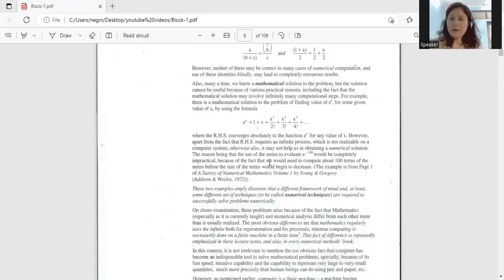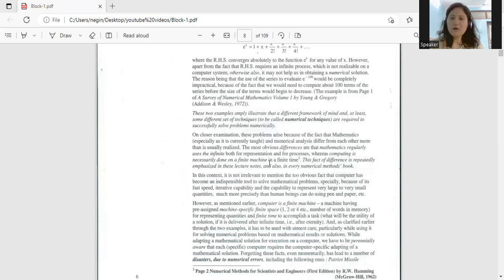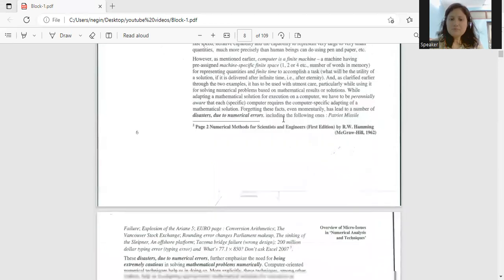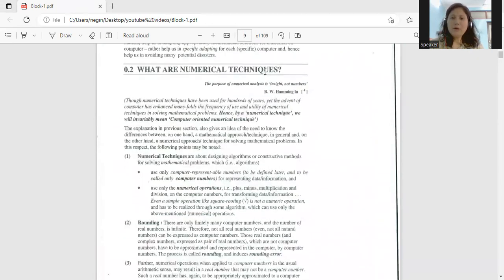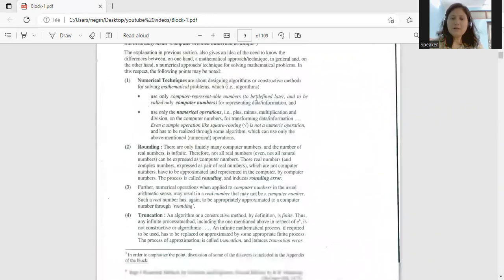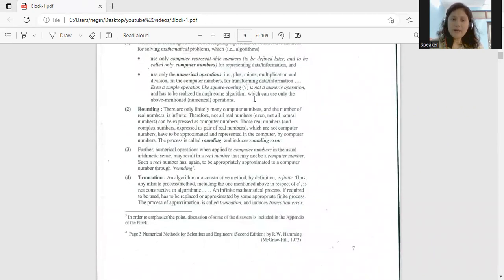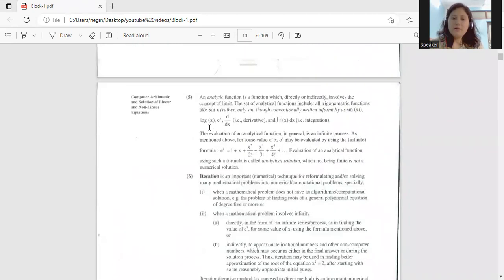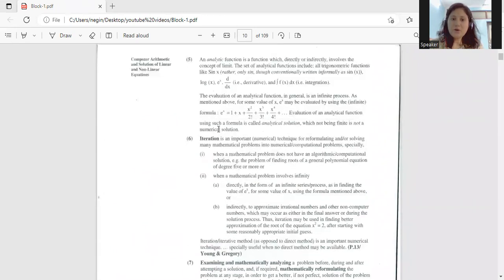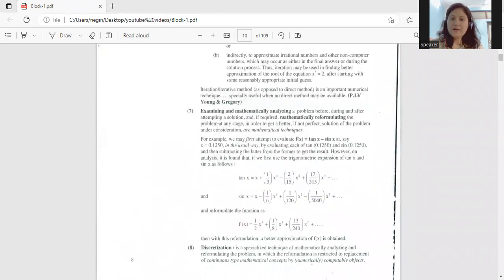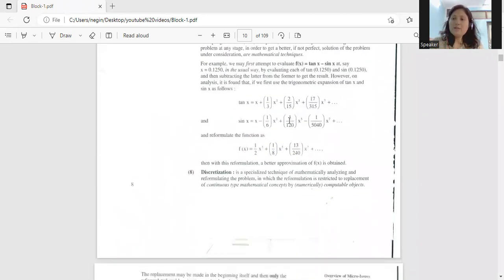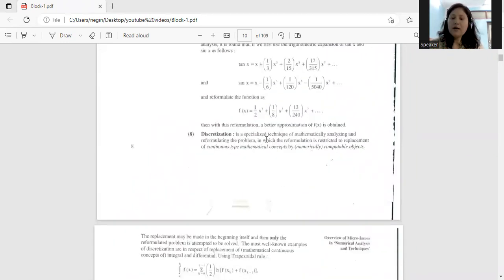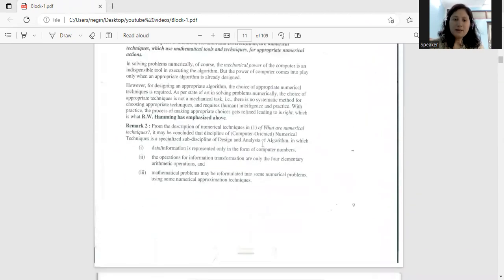All these things are the theory part, which you can sit and read very carefully. Try to understand the meaning of numerical techniques, and the meaning of rounding, which you have already learned in your schooling. Then truncation, then iteration, what is the meaning of iteration, and then estimation and mathematical analysis. This is a very long unit, in which the important part is the Mantissa.